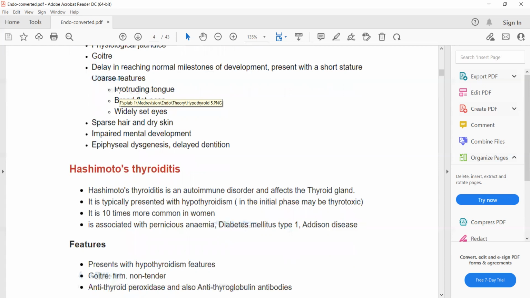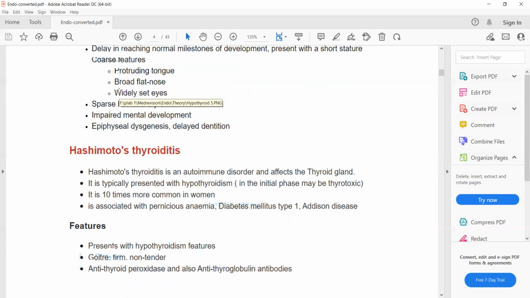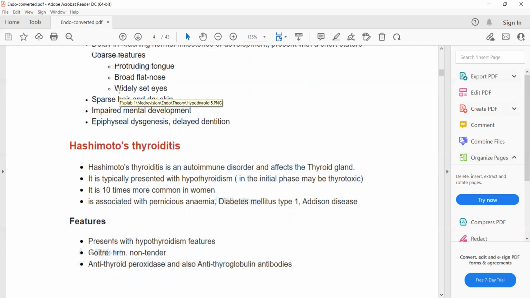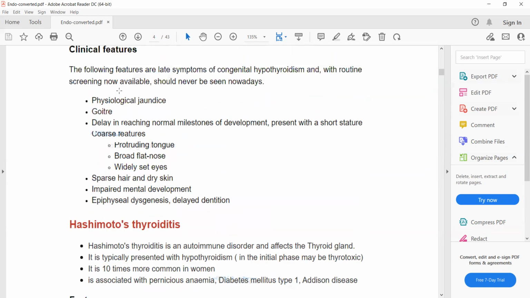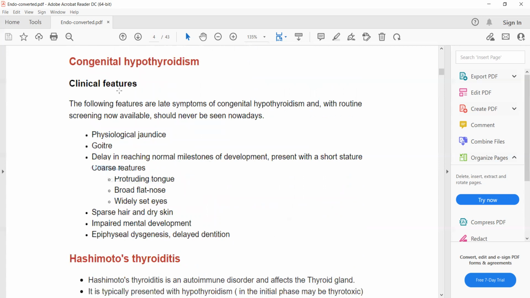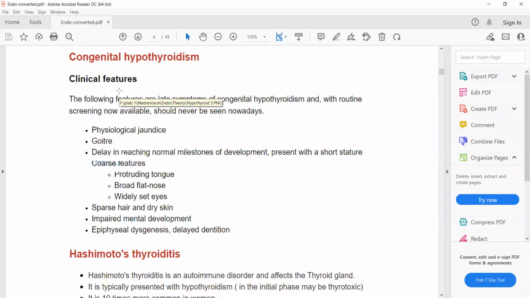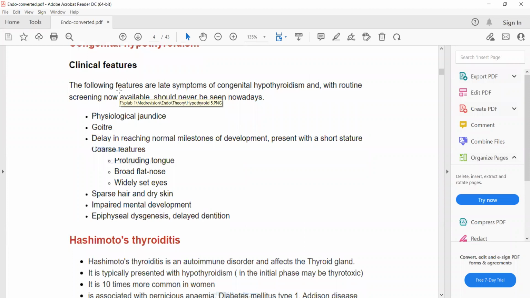Also, mental development will be decreased because of decreased metabolism, epiphyseal dysgenesis, and delayed dentition. So in short, the features that you need to remember for the diagnosis of congenital hypothyroidism are jaundice, protruding tongue, broad flat nose, widely set eyes, and sparse hair and dry skin.